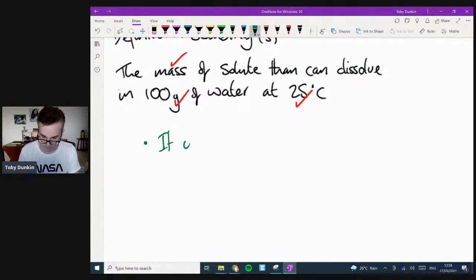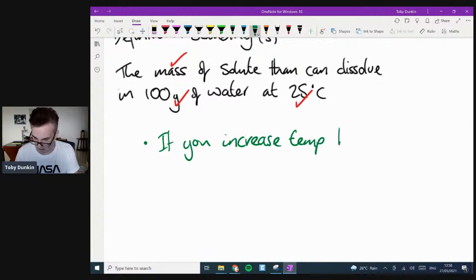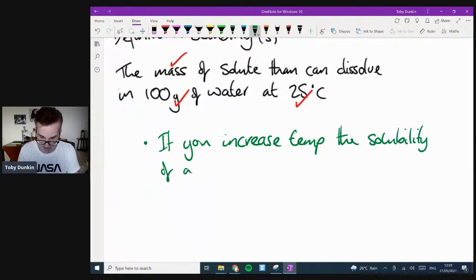If you increase temperature, the solubility of a solid, notice my capitalization, of a solid solute will increase.